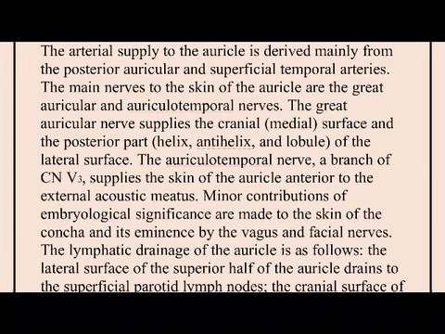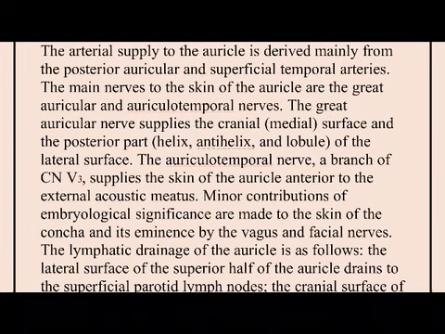What about the auriculotemporal nerve? Of course, you remember the auriculotemporal nerve is a branch of the mandibular division of the trigeminal nerve. It supplies the skin of the auricle anterior to the external acoustic meatus, and you have minor contributions of embryological significance which are made to the skin of the concha. I must mention the vagus and facial nerves. The vagus and facial nerves give minor contributions to the skin of the concha and its eminence.